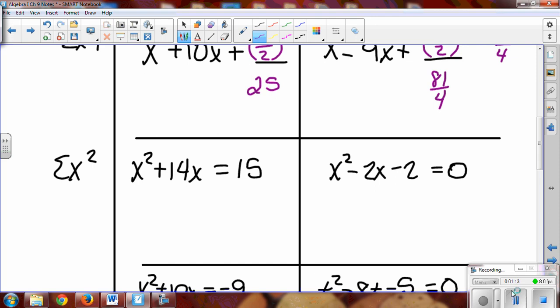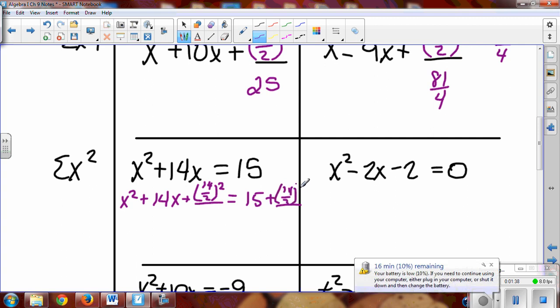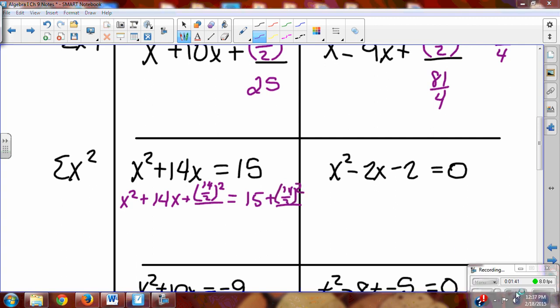In example 2, if you notice the 15 is on this side, so what we're going to do is x squared plus 14x, and we're going to solve, not just complete the square. So 15, and whatever you add to one side of an equation, you have to add to the other side. So this will be b divided by 2 squared. So this will be x squared plus 14x plus 7 squared is equal to 15 plus 7 squared.